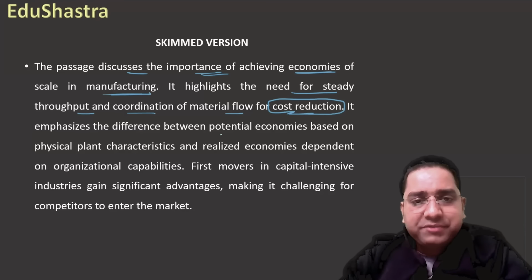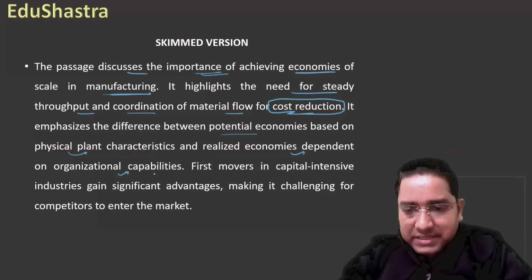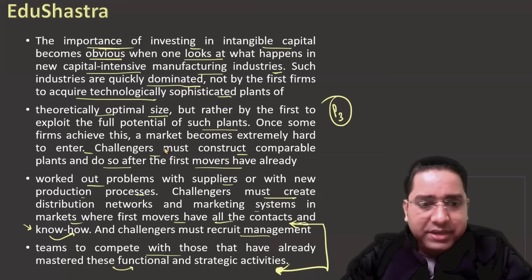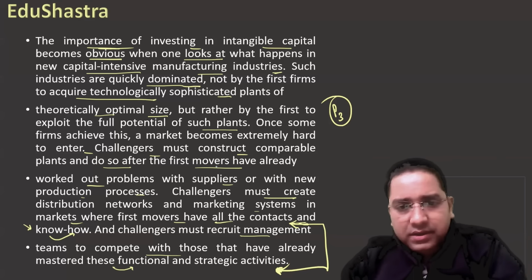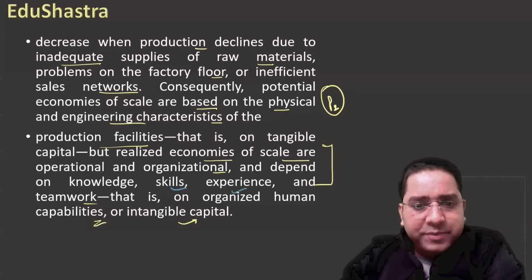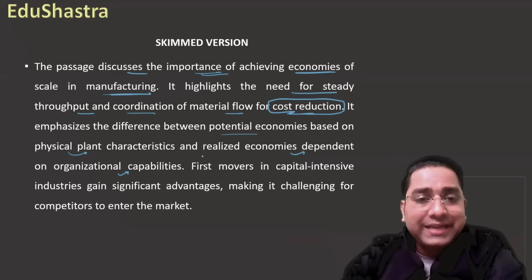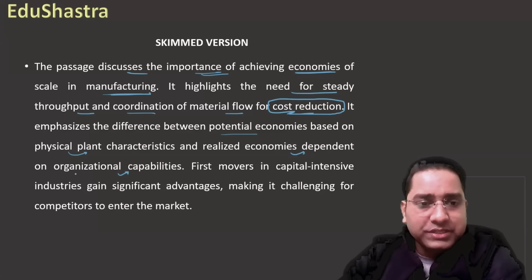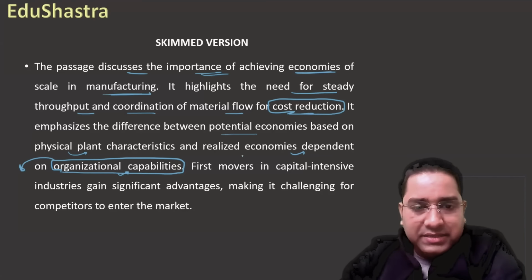It emphasizes the difference between potential economies based on physical plant characteristics and realized economies dependent on organizational capabilities. Right? These are the words given here. If you focus on these words, this line depends on knowledge, skills, experience, and teamwork. Right? So here in the skimmed version, all those details are summarized in two words, organizational capabilities. Correct? This is talking about the skills which are needed in an organization.